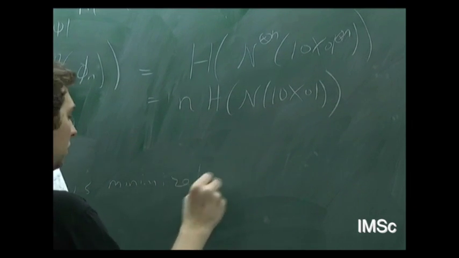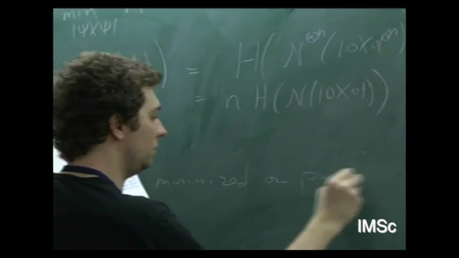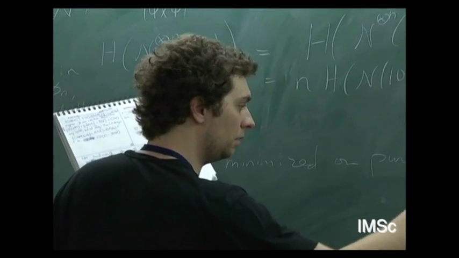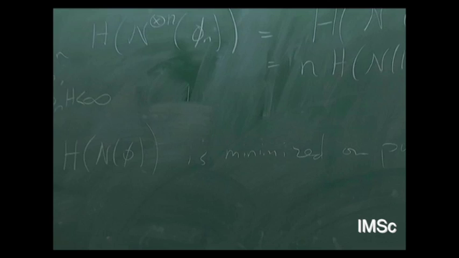Okay, and before we get started on this, I'll make two observations about this quantity. The first is that the entropy of the output is minimized on pure states. That's because of the concavity of entropy.